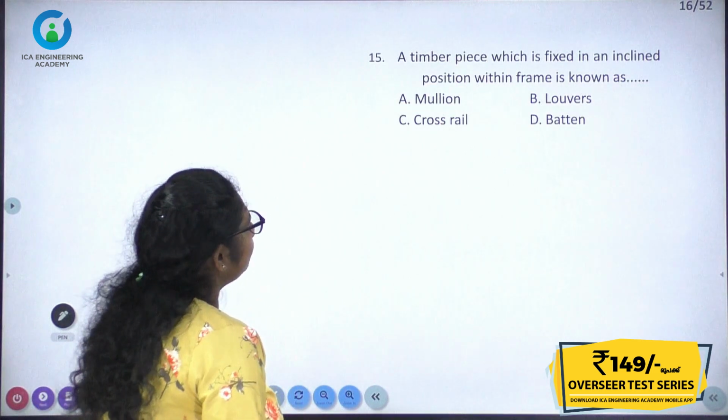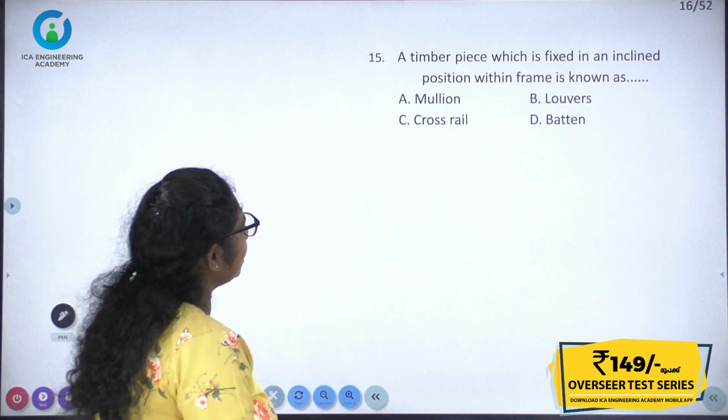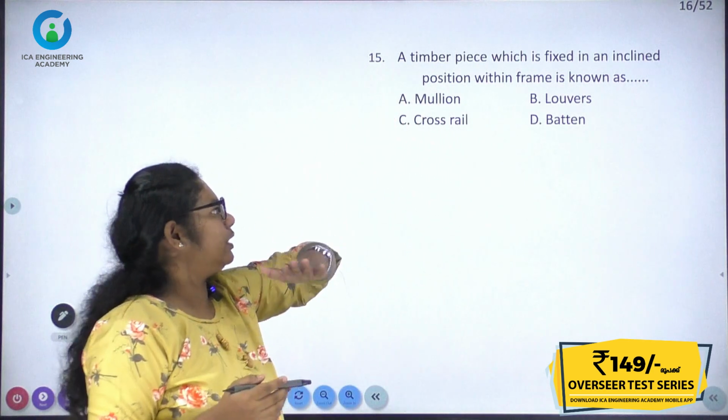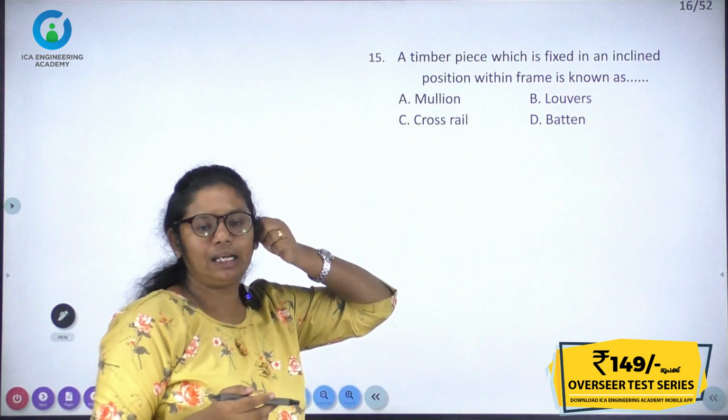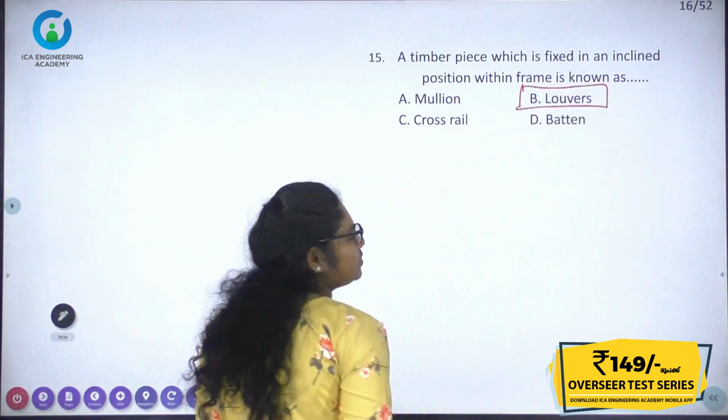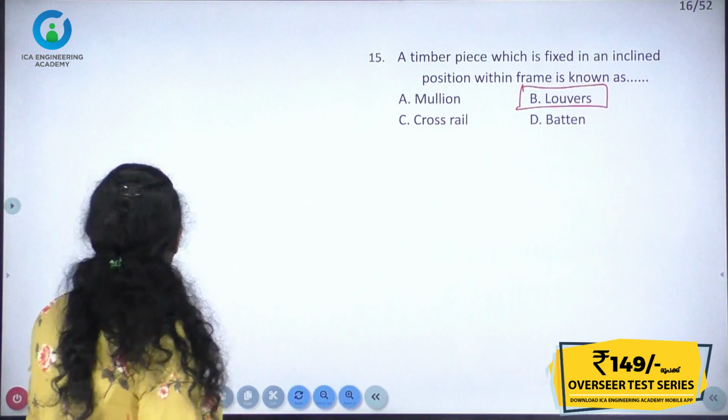Next, timber fixed in an inclined position within the frame is called louvers. These are the terms we have to know.